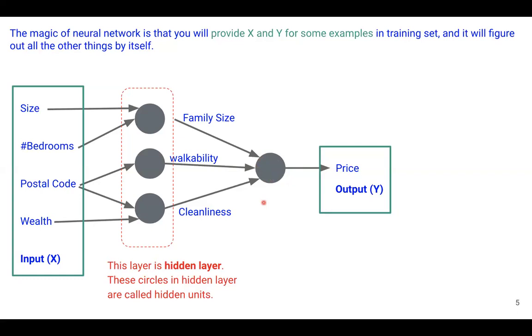So the magic of the neural network is that you will provide X and Y. You will provide the values of these variables that are given here, and you will also provide the value for price, and all the other things which are happening in this hidden layer. The neural network will be able to figure these things out itself.